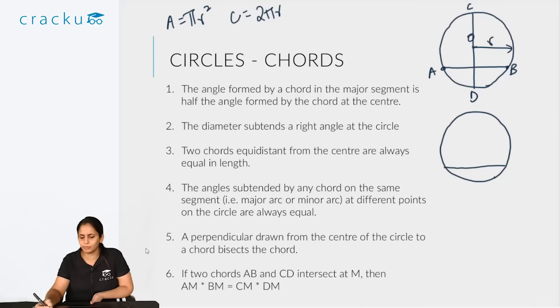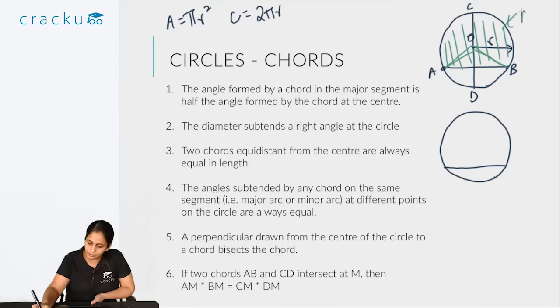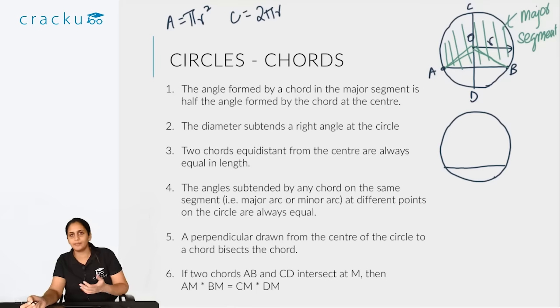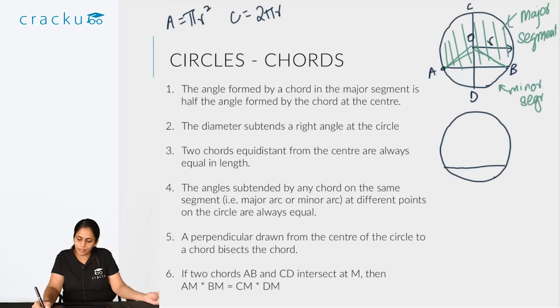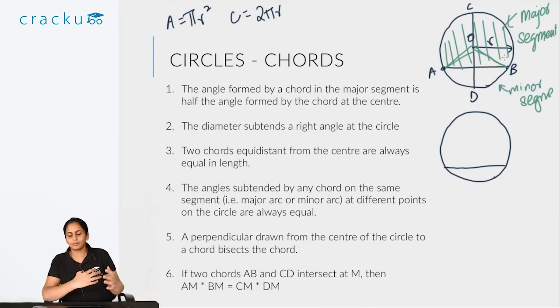Some basic nomenclature associated with circles. If AB is the chord, the part of the circle which contains the major area is called the major segment. A chord other than a diameter will split the circle into unequal parts. The bigger part will be the major segment, the smaller part will be the minor segment. So this is the major segment, this will be the minor segment. Now this is a segment. AOB would be the arc of the circle. This would be a segment. So that is some basic nomenclature that you need to know about the circle.